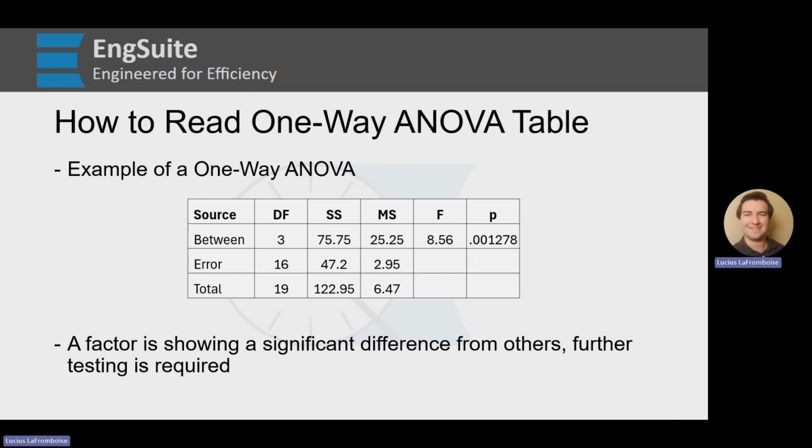So how do we read a one-way ANOVA table? This is an example of the one that we're actually going to calculate here in just a little bit at the end of the video.